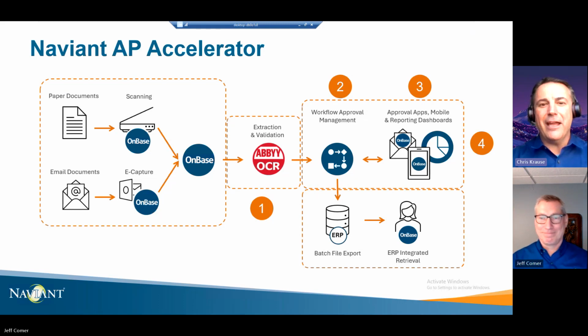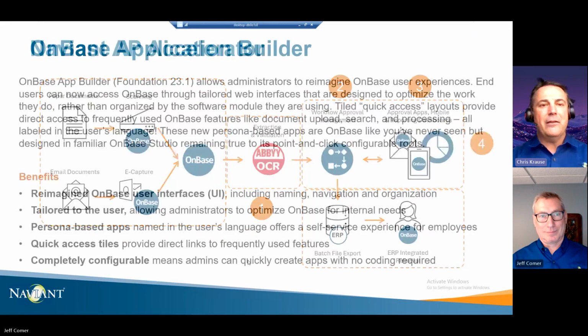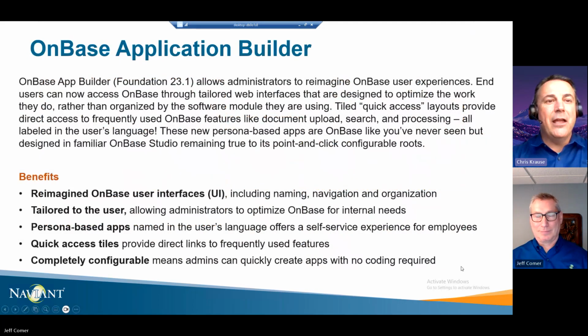So we did number one, the ABBYY extraction and AI intelligent automation. We did number two, which is the workflow approval management, so you can see how you can manage your schedule of authority very cleanly. Now we're going to leapfrog into number three, which is our approval apps. And like WAM, for those on simplified pricing, OnBase Application Builder is a free module. Yes, you heard it here first, free, as of Foundation 23.1, where you get to build your own application for your end user, with a very clean, simple interface.